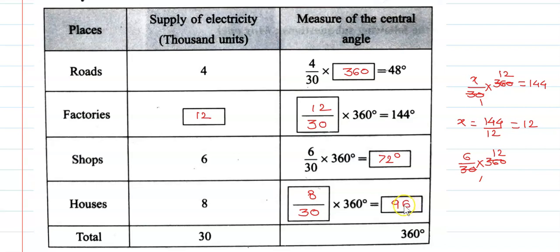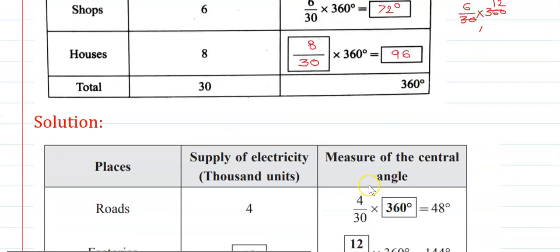And in this way, these are the measures of central angles, and sometimes the others are fill in the blanks. In this way, you can fill it in. Okay. Now see this again here.